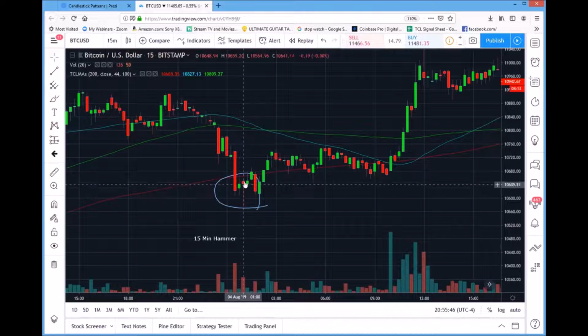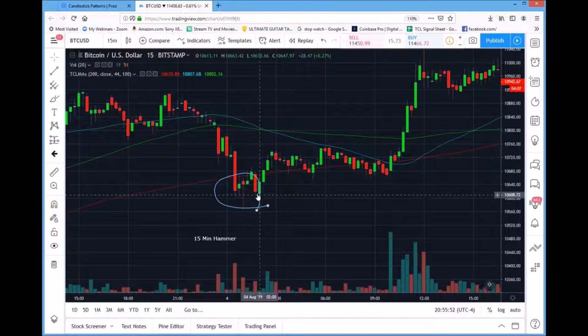Now, this is why I was saying before, you don't want to enter onto one of these right away or right on the confirmation, because look what they did. They came back and centered that wick. That would have been a better entry for me.